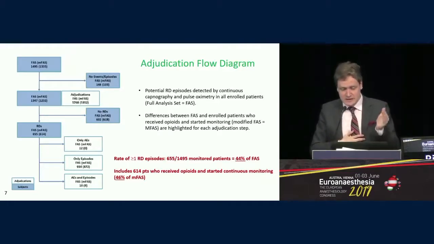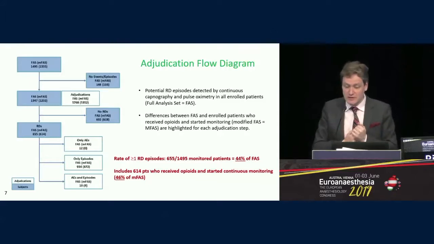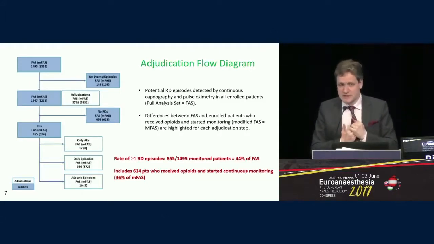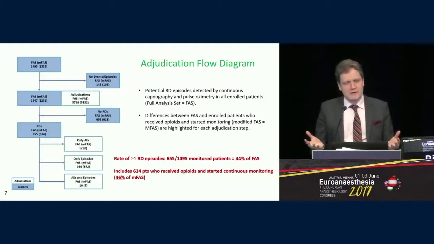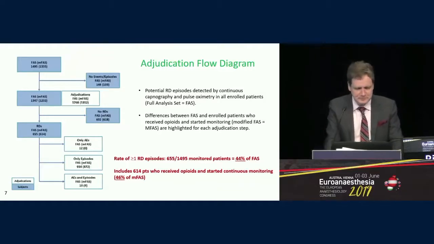And this number, 655, includes 614 patients who received opioids and started continuous monitoring, which comes out to 46% of this modified data set of patients actually getting opioids. And that's a significant finding. It's certainly higher than what's been reported in the past, and by any means a very significant finding. So that's the essence of this diagram, to show you these two numbers.